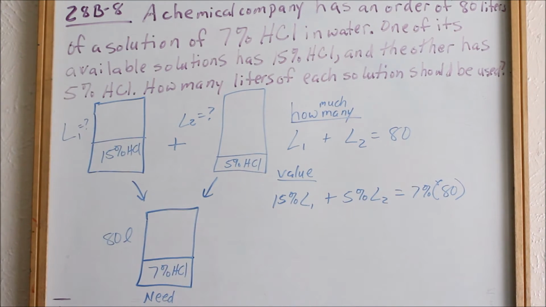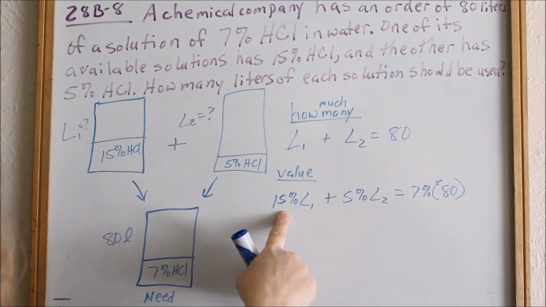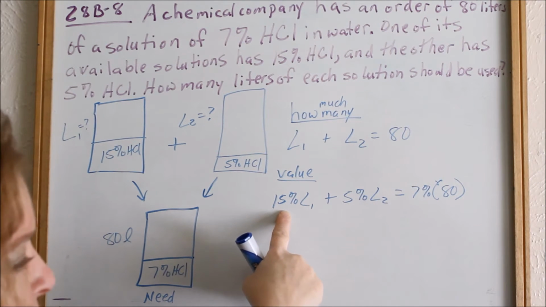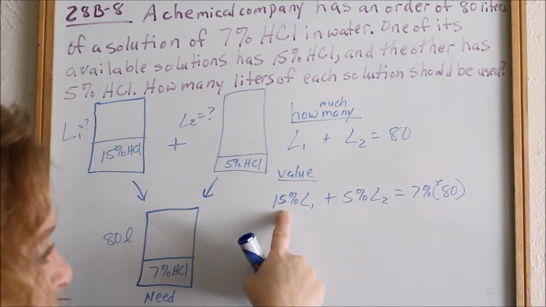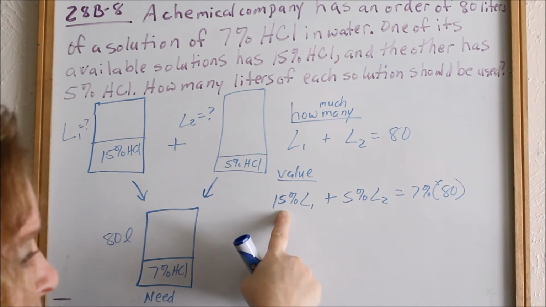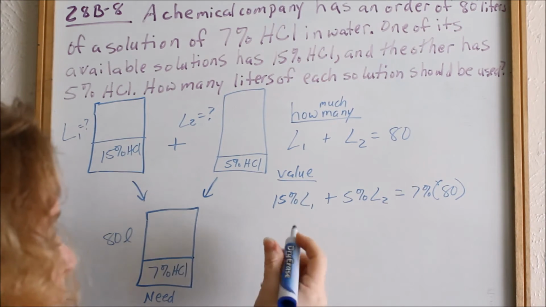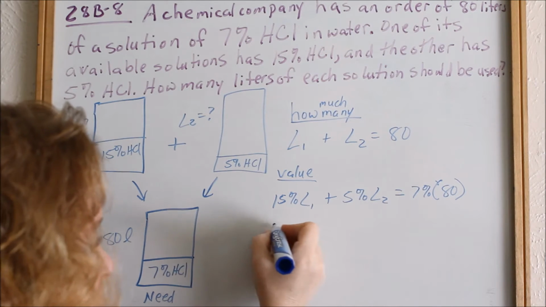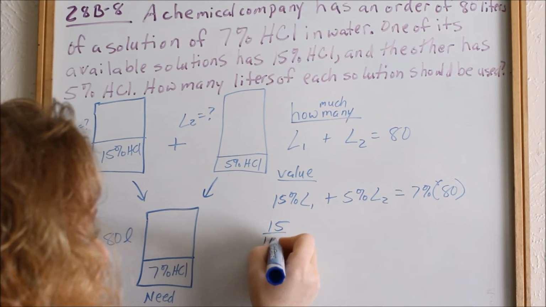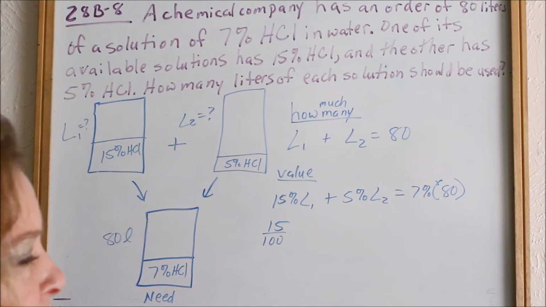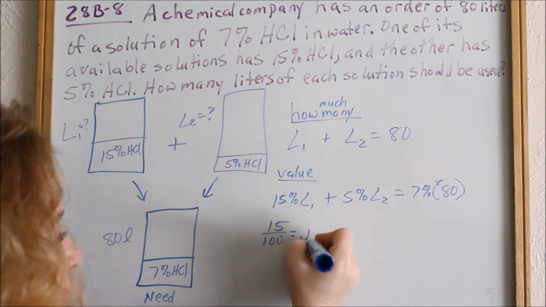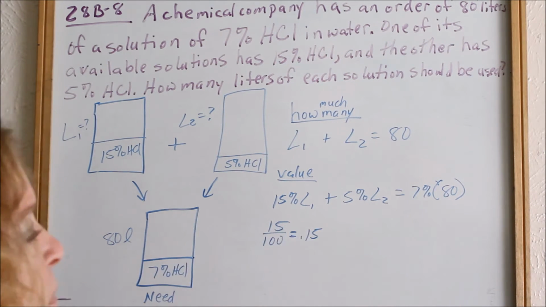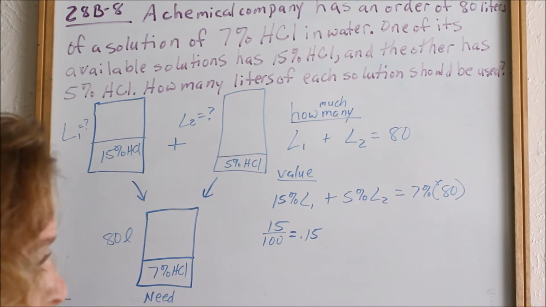So just like in your money, you took the value of each coin. Here we're just taking the percentage of the solutions, or a percentage of what we have. But in math, you cannot work with equations with percents. You have to turn your percents into a decimal. Any percent is out of 100. So to turn 15% into a decimal, it's 15 out of 100, meaning 15 divided by 100, which is 0.15. Any percent is divided by 100.